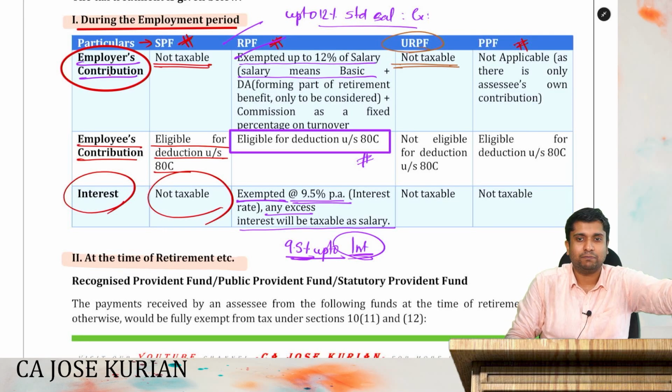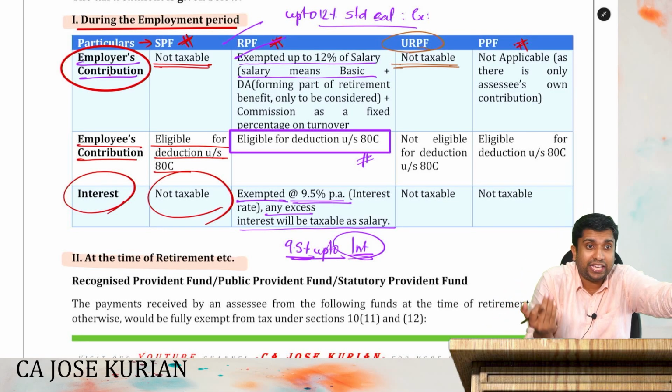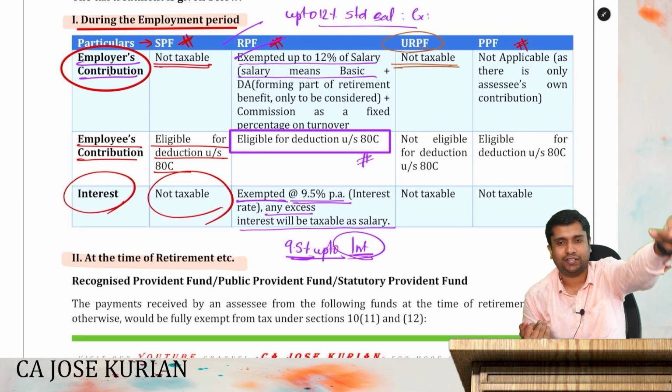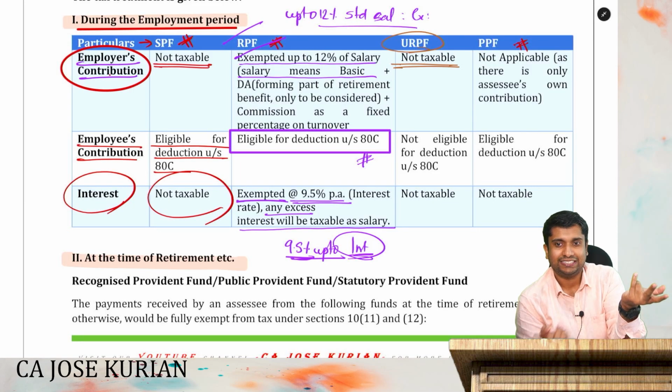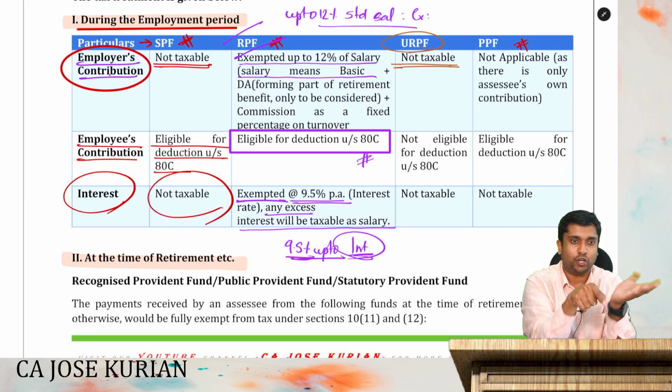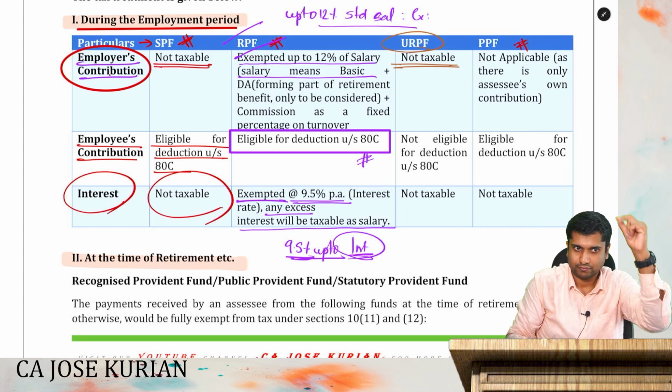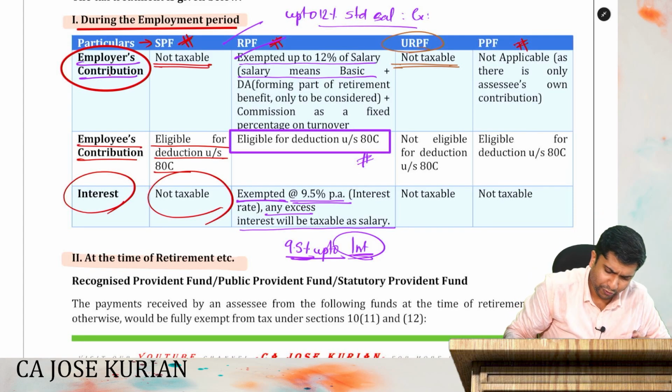When you contribute something to URPF, the taxation is getting deferred. What is getting deferred? The taxability will be at the time of retirement, not at the time of contribution. Are you all listening? Moving on.